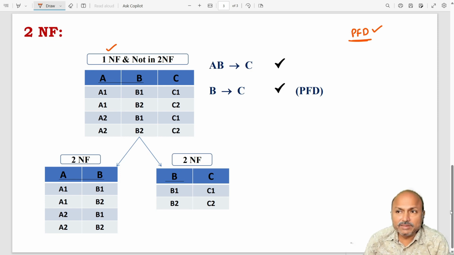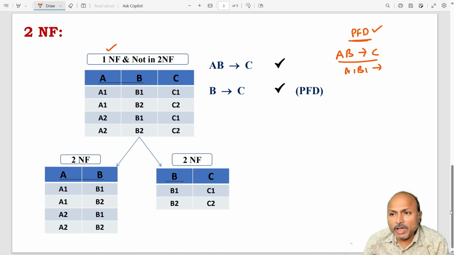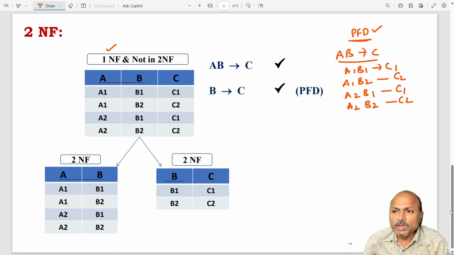Here it is mentioned first normal form and not in second normal form. Then we need to check whether it has a partial functional dependency or not. So AB → C, we will check. Tell me the values. A1 B1 → C1, A1 B2 only one value C2, A2 B1 C1, A2 B2 only one value C2. So AB → C holds as a functional dependency. It is correct. Similarly, you will check B → C.